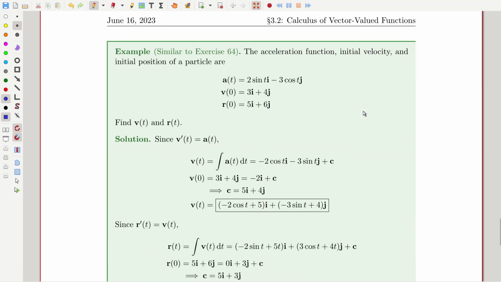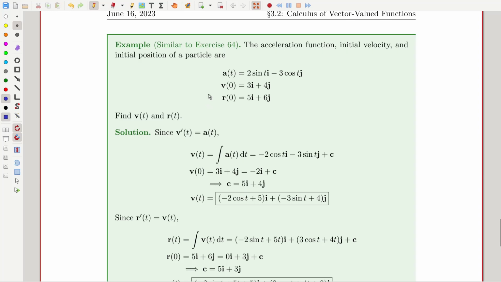So let's see an example. In this problem, we're given an acceleration function, and we're given an initial velocity and an initial position. So the initial velocity and the initial position are vectors. Acceleration is a vector function. And to compute the velocity function and the position function, you have to take the integral, right?